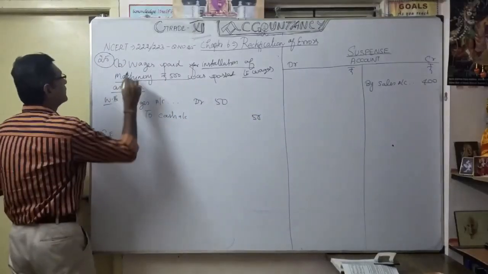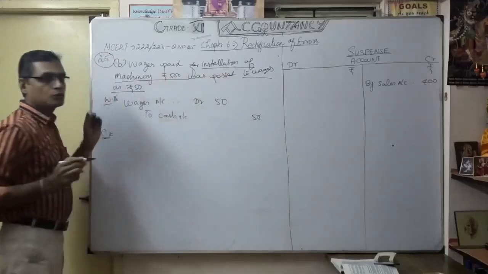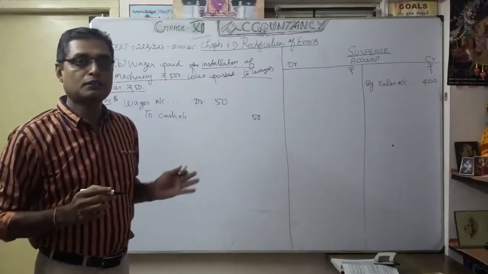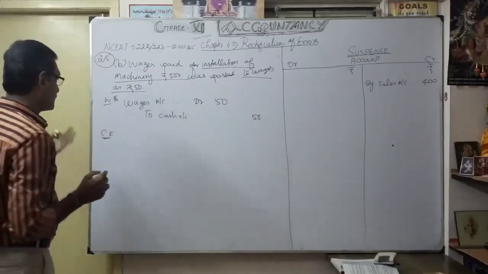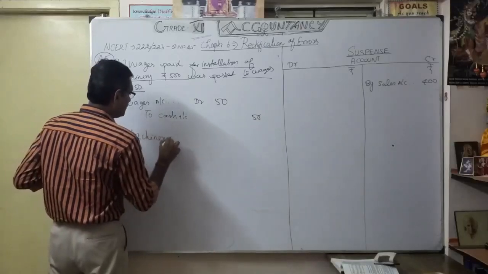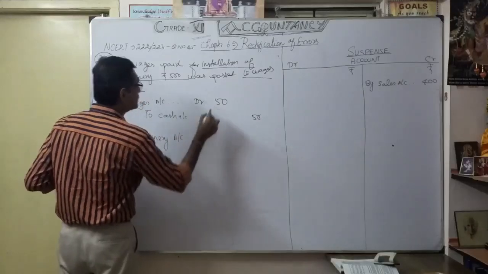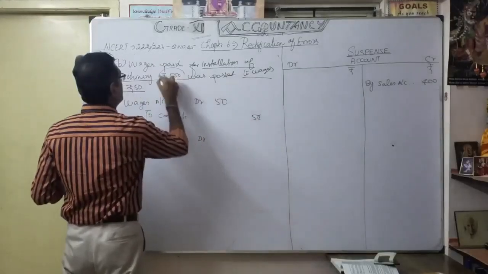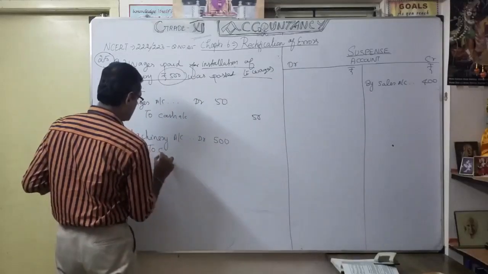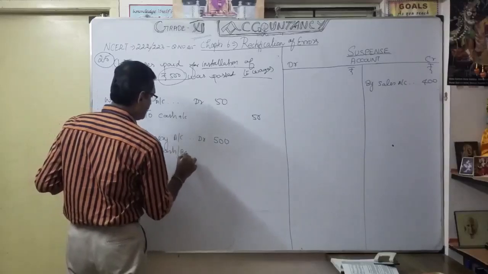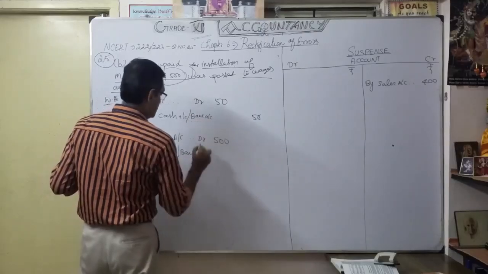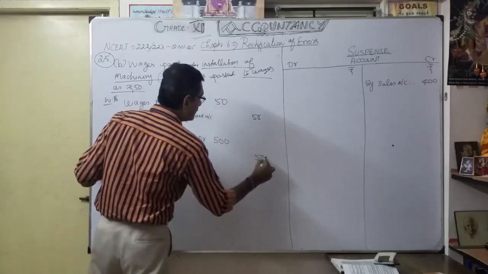So what is the correct entry? The correct entry was wages paid for installation of machinery. So which account are you supposed to debit? Machinery Account, because it is capital expenditure. That's why it is an error of principle. So the correct entry is Machinery Account Debit 500, to Cash or Bank Account 500. This is your correct entry.